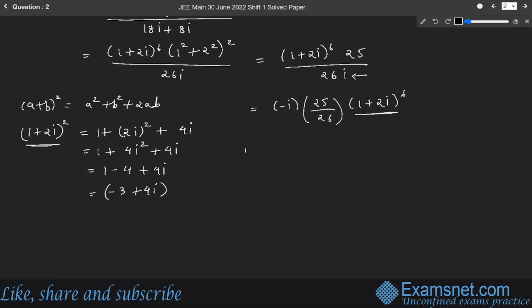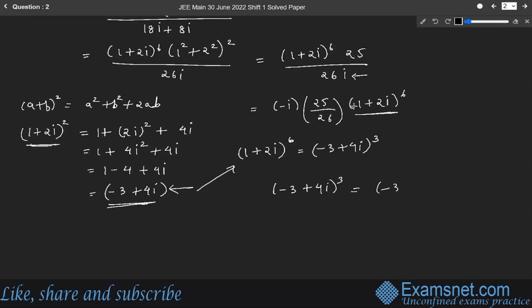So we can say that (1 + 2i)^6 will be equal to (−3 + 4i)³, right? Because we know that −3 + 4i is the value of (1 + 2i)², and we want to get (1 + 2i)^6. Okay. So if we do the cube of this term, then we get the value of (1 + 2i)^6. So basically (1 + 2i)^6 is equal to (−3 + 4i)³. All right. Now let us find the value of (−3 + 4i)³. (−3 + 4i)³ is equal to (−3 + 4i)² into (−3 + 4i).